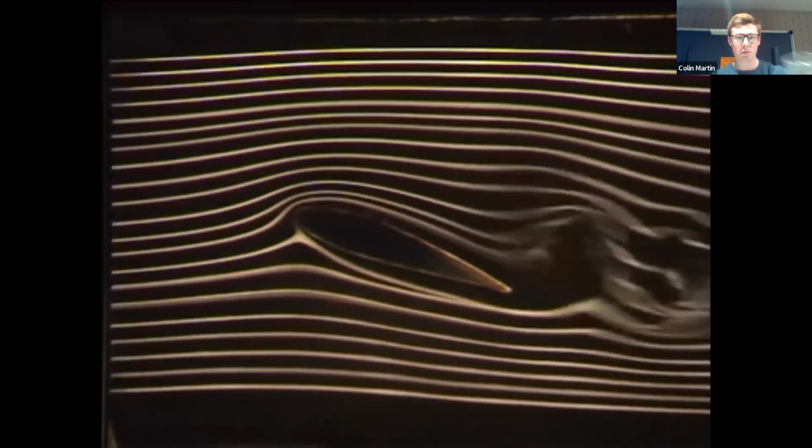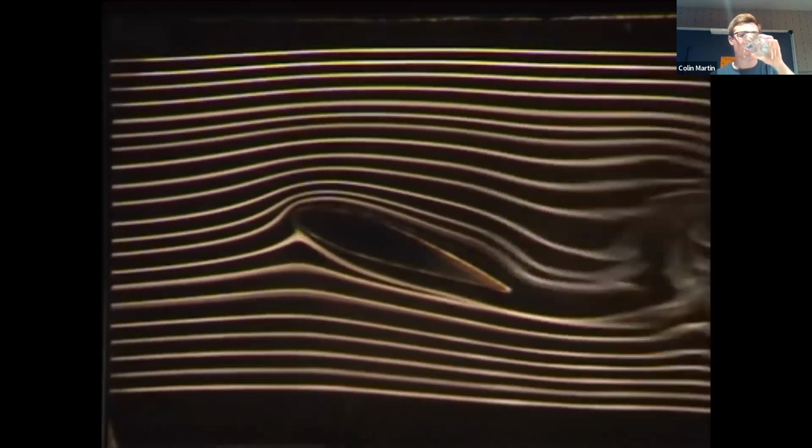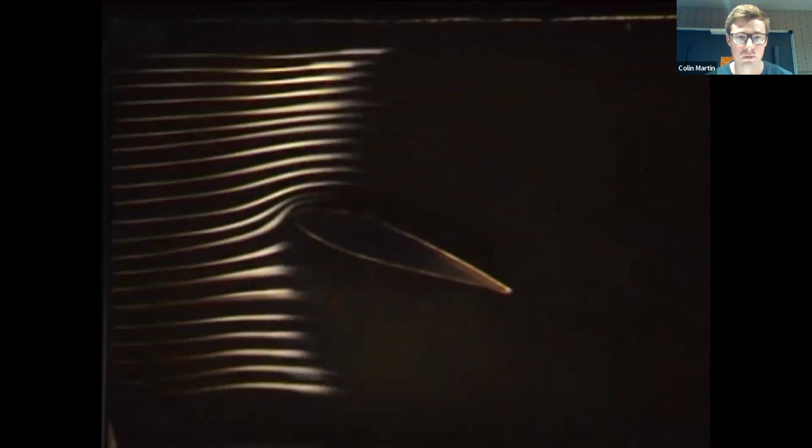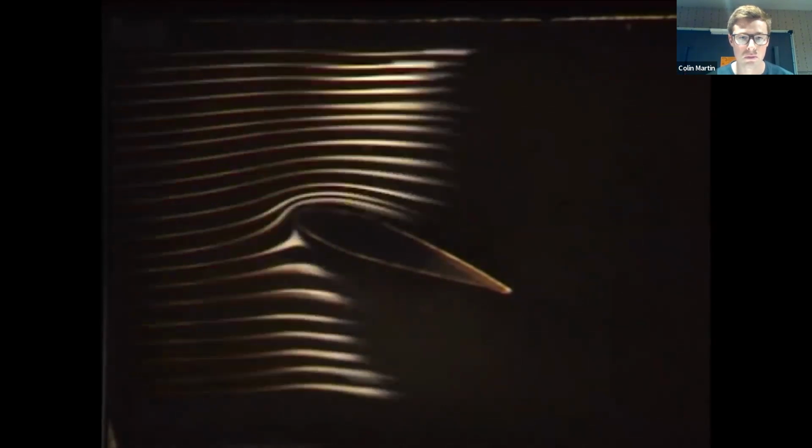Here we use smoke to visualize the streamlines around an airfoil. We can pause the smoke by briefly interrupting the supply. This gives us lines that travel through the flow, as we can see here. And if we now slow the video down, you can follow those lines, and that gives you an idea of how fast the flow is in different parts of the airflow. Here you can see it speed up as it approaches the airfoil, and it moves faster over the top compared to the bottom.